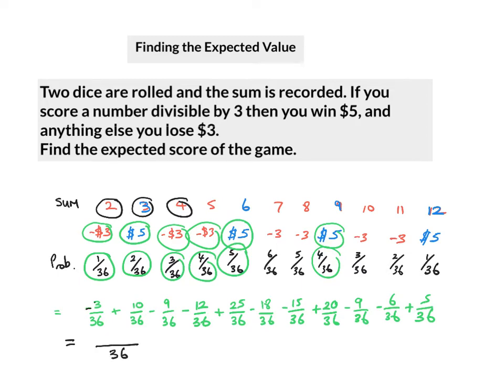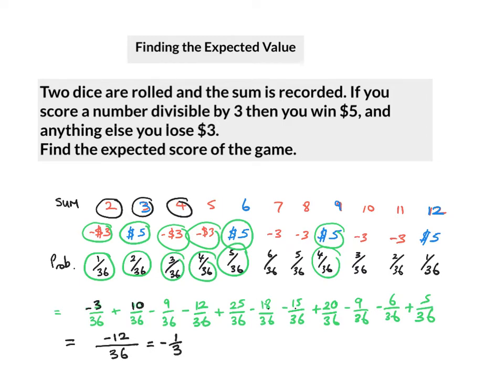So it's a negative 3 plus a 10. That's 7. Minus 9 is negative 2. Minus 12 is negative 14. Plus 25 is 11. Minus 18 is minus 7. Minus 22. Plus 22, 20 is minus 2. Minus 11, minus 17. And then plus 5 is minus 12 out of 36. So we get negative 1 over 3.